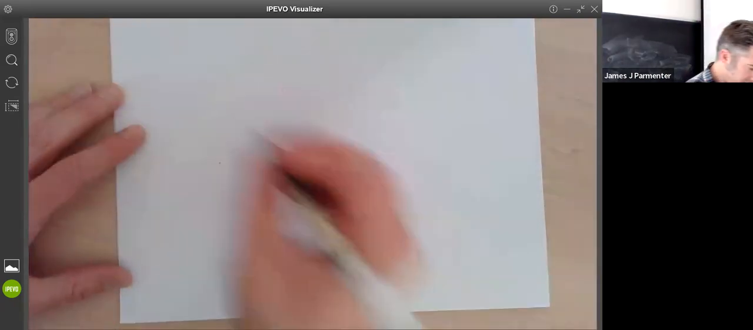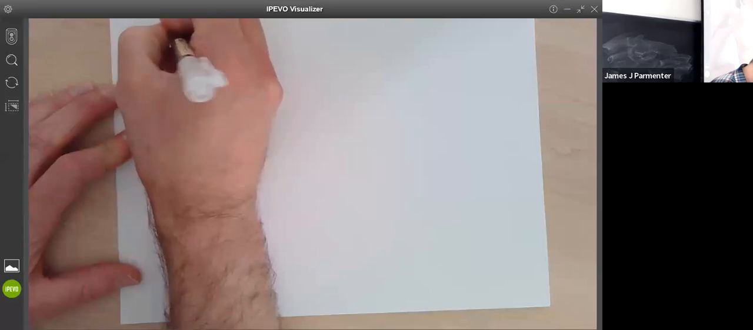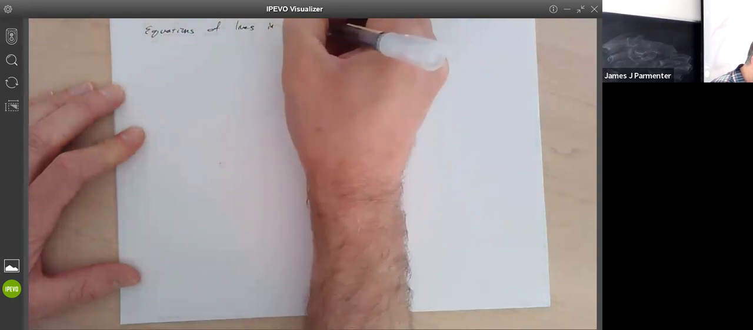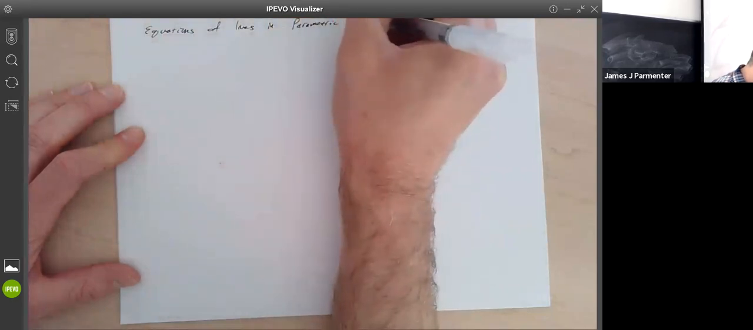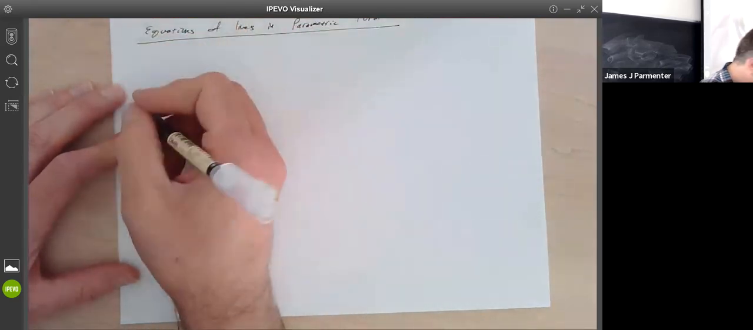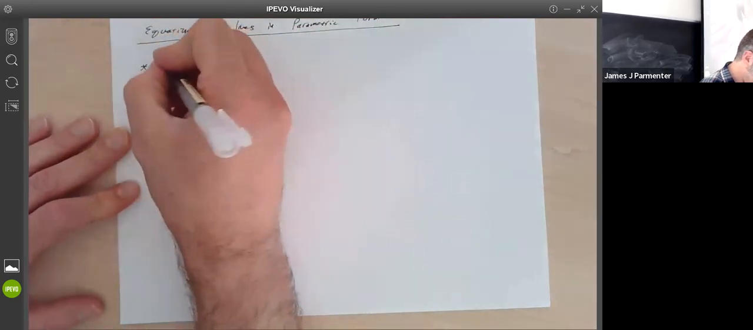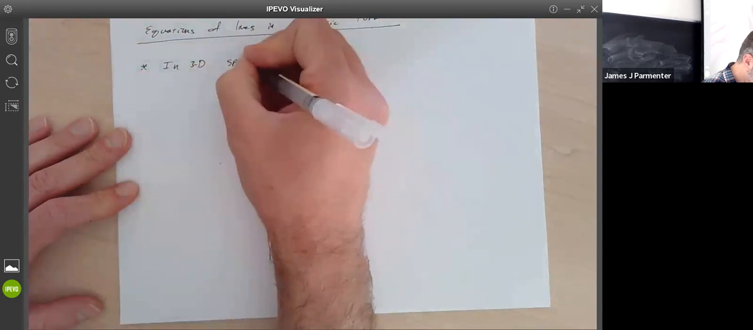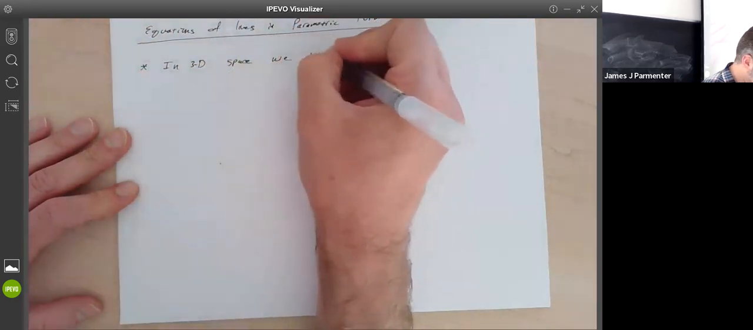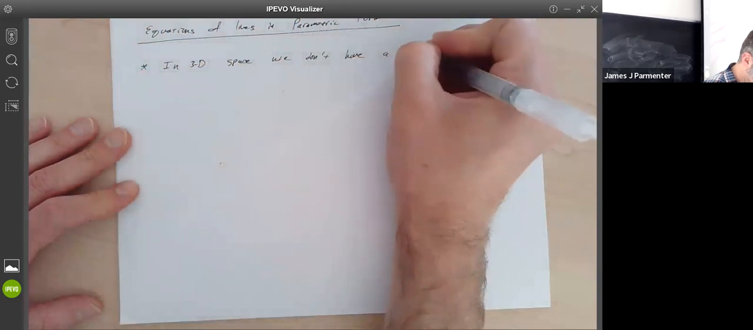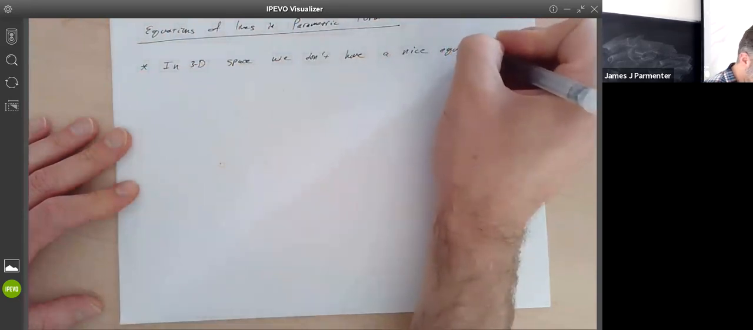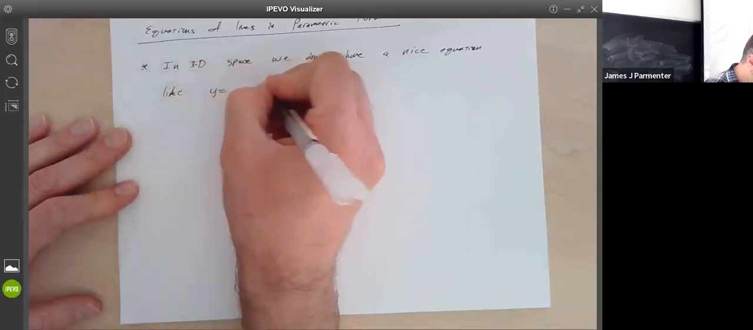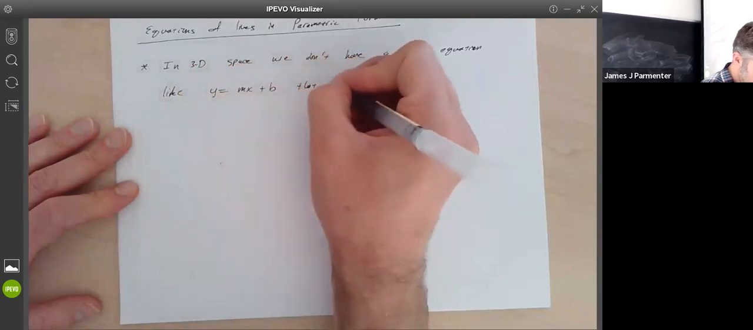Let's move on. Let's talk about equations of lines in parametric form. So here's the issue. In 3-dimensional space, we really don't have a nice equation for a line like y equals mx plus b, which we do in 2 dimensions.